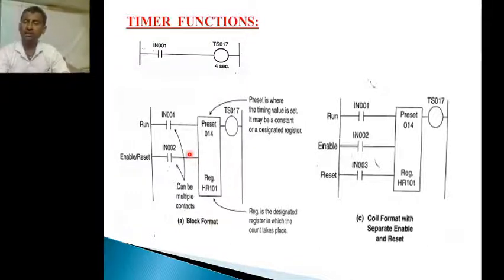However, the coil format with separate enable and reset is also represented here. What is the difference? Here a single contact is used as enable or reset, but in the coil format, for enable we consider one contact, and for reset we consider another contact. That is the only difference.